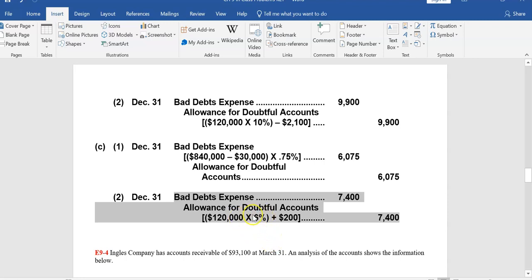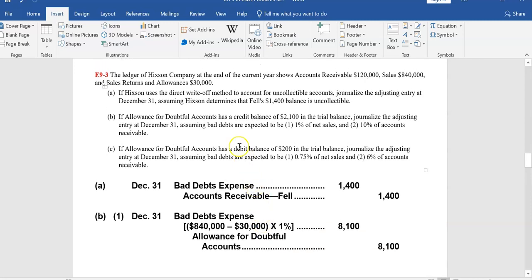Okay. Hopefully that's not confusing. It can be, but notice that we started with a credit balance in that example, and in this example, we started with a debit balance in the allowance for doubtful accounts.